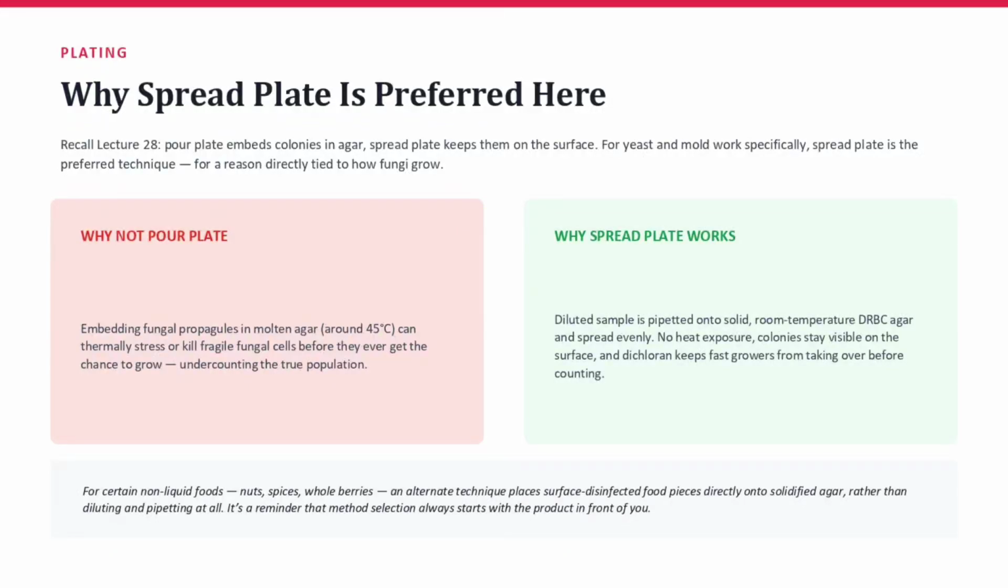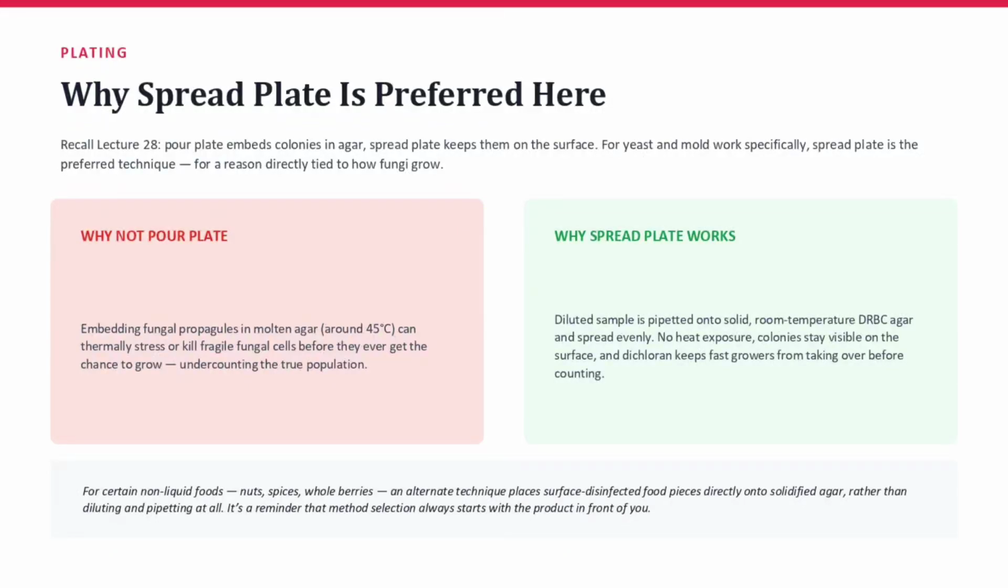Recall Lecture 28, pour plate embeds colonies in agar, spread plate keeps them on the surface. For yeast and mold work specifically, spread plate is the preferred technique, and there's a real reason tied directly to how fungi grow. Here's why not pour plate. Embedding fungal propagules in molten agar, which sits around 45 degrees Celsius, can thermally stress or even kill fragile fungal cells before they ever get the chance to grow. That undercounts the true population.